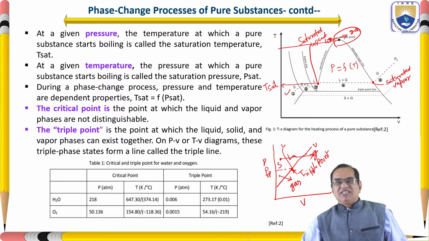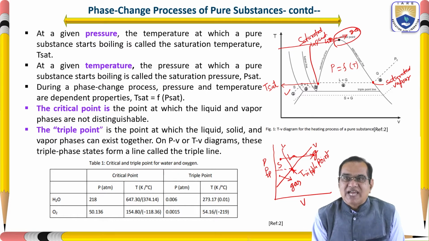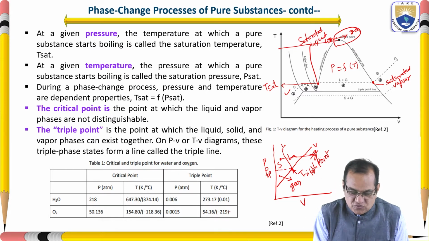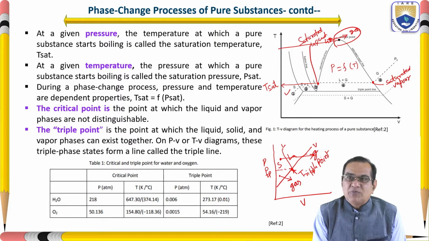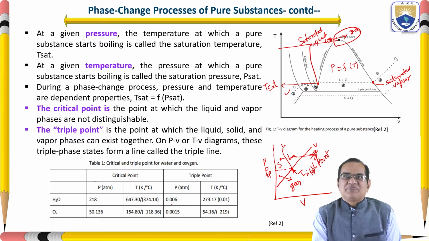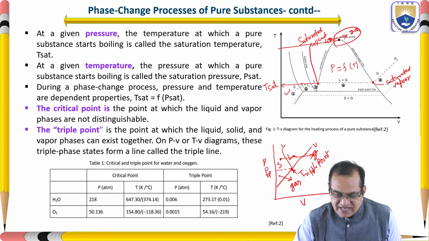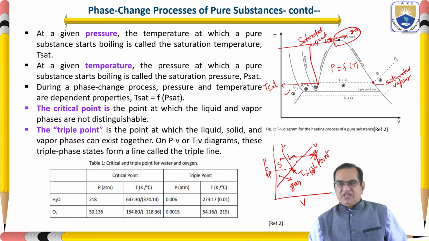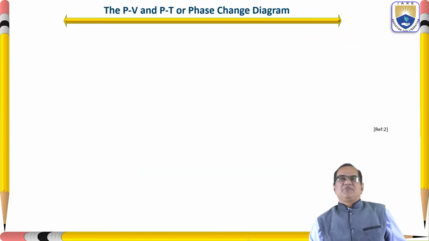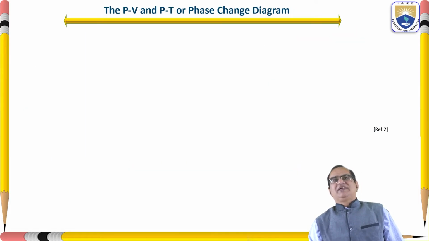And if you take oxygen, the triple point is minus 219 degree centigrade. So these are the critical point and the triple point. At the critical point, liquid and vapor will not be distinguished, all will be the same. But at the triple point, if it is less than this, as I have explained here, it behaves differently. These two points are very important.